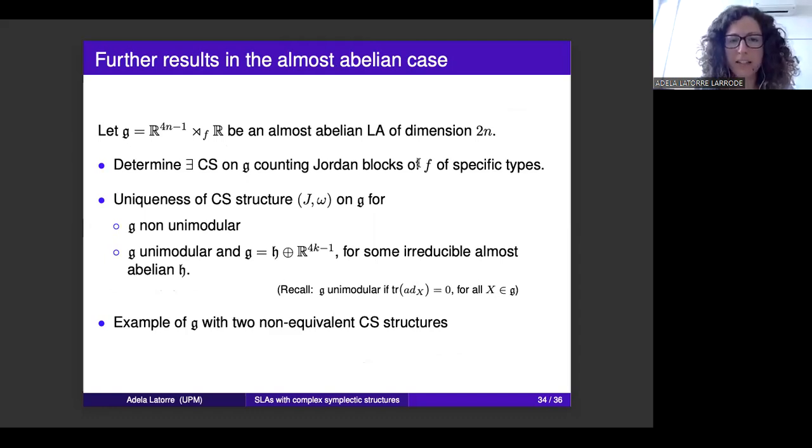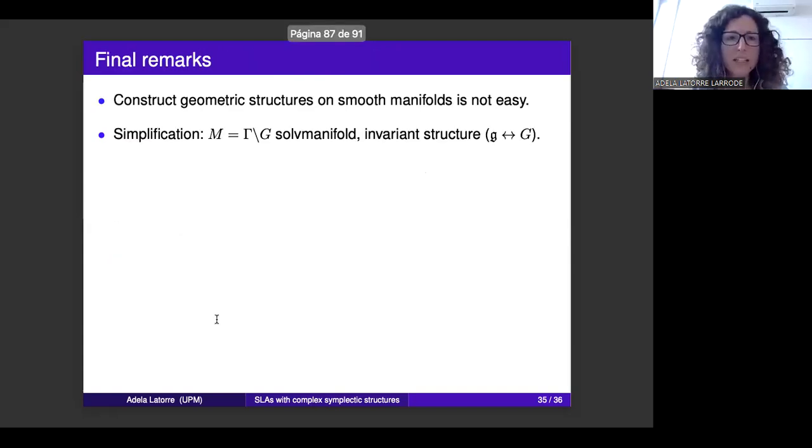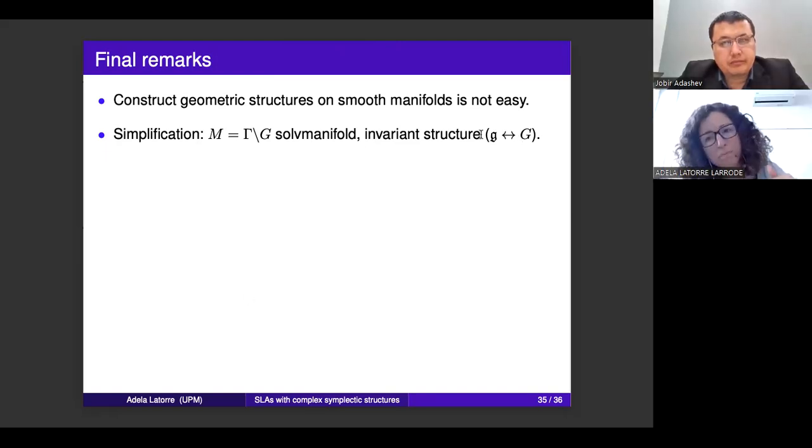Indeed, we were able to see that this complex symplectic structure was unique in some cases, but for all the cases, we got to find different non-equivalent complex symplectic structures. So just some final remarks. First of all, constructing geometric structures on smooth manifolds is in general not easy, but it is possible to simplify this construction if one focuses on special kinds of manifolds, where some of these constructions can be performed at the level of the Lie algebra of the Lie group. And these kinds of structures are called invariant structures.